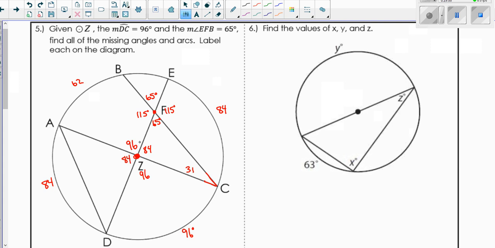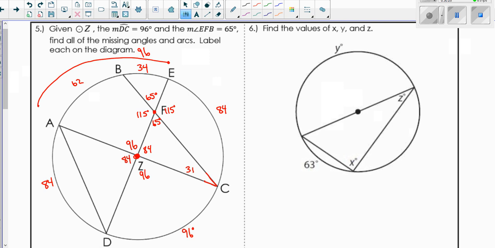If this central angle is 96, then going from A all the way around to E has to be 96. So 96 minus 62, this has to be 34. Or you could do, this is a diameter, 180 minus 84 minus 62 would leave you with 34 degrees. But you can always double check it. That's an easy way to check to make sure your thinking is right.